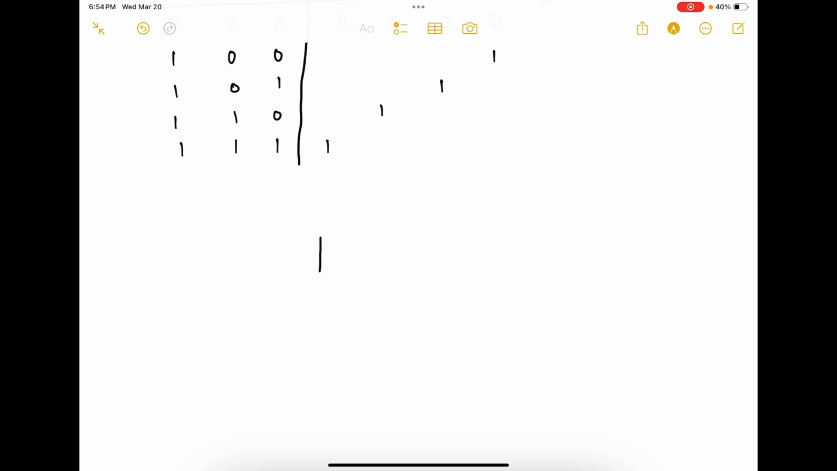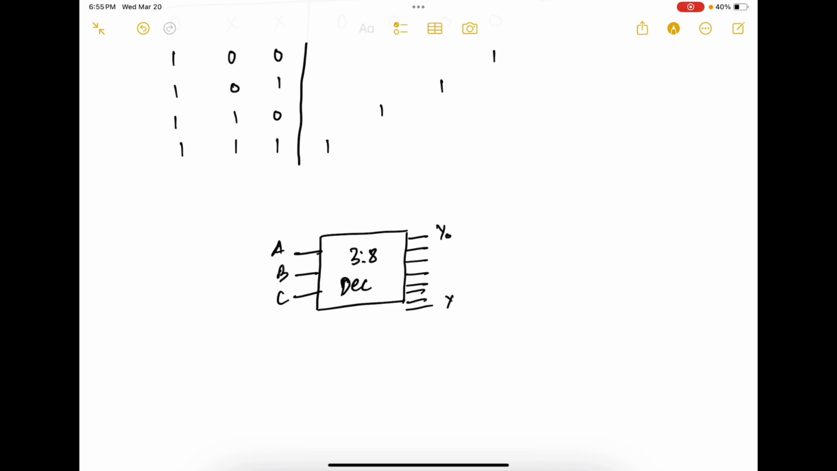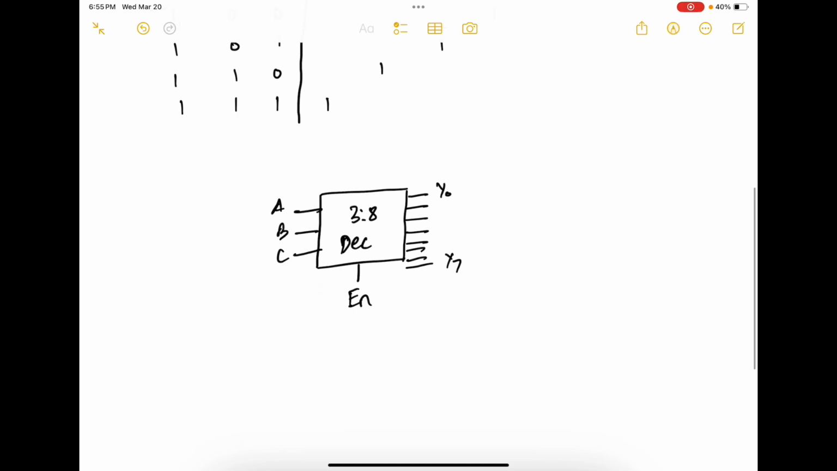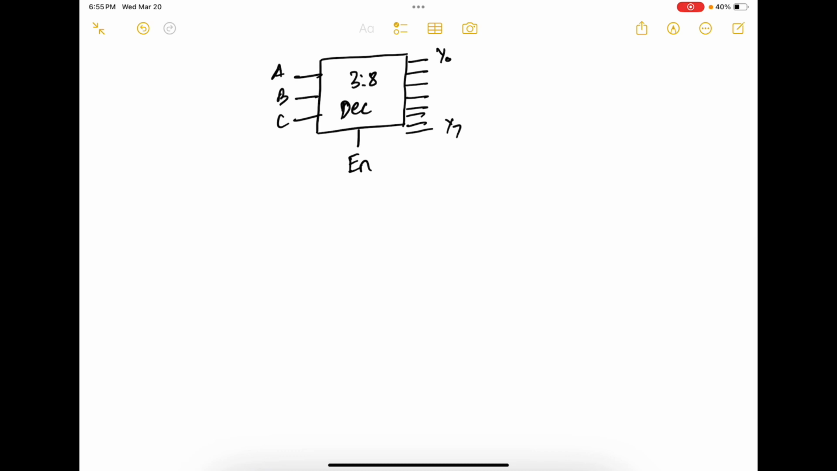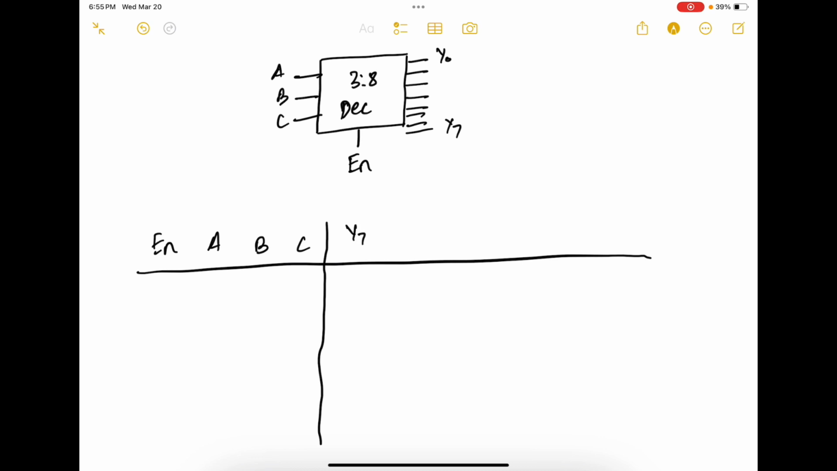Let's look at the 3 to 8 decoder with enable. So the 3 to 8 decoder will have 3 inputs, A, B, C, and 8 outputs, that is 2 raised to 3, Y0 to Y7, and you can also have the enable signal. The truth table is similar to the 2 to 4 decoder. And then you have Y7, Y6, Y5, 4, 3, 2, 1, and 0.